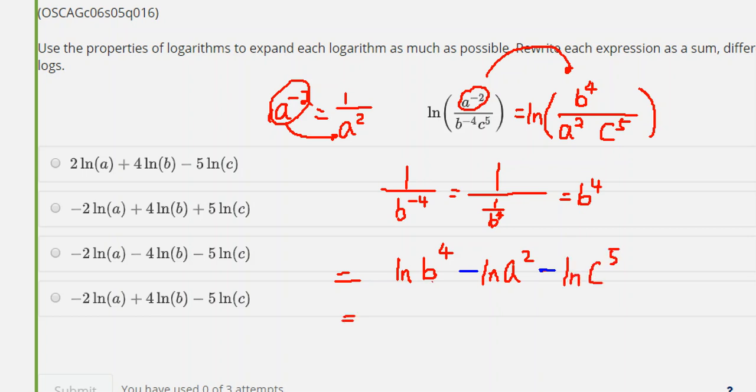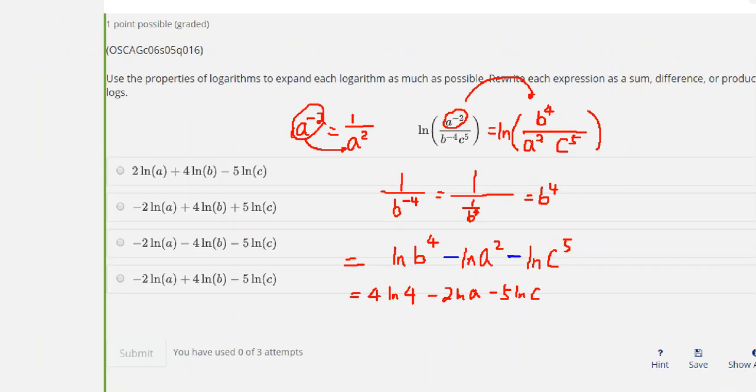Okay, finally, I'm going to apply the power rule. So 4 natural log of b minus 2 natural log of a, and then minus 5 natural log of c, and that should be my final answer. And then you're going to pick one of those.